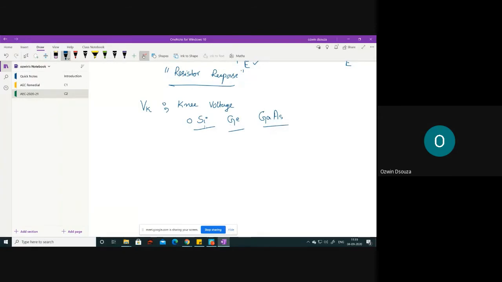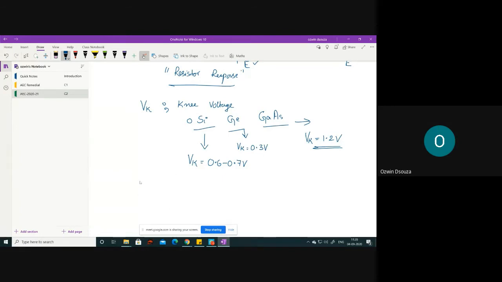Now, if you use a silicon material for the diode construction at room temperature, it is found that the barrier potential lies somewhere between 0.6 to 0.7 volts. On the other hand, a germanium diode gives a barrier potential in and around 0.3 volts. On the other hand, a gallium arsenide based semiconductor device gives a barrier potential which is close to 1.2 volts. So these are the different barrier potentials given by the materials.